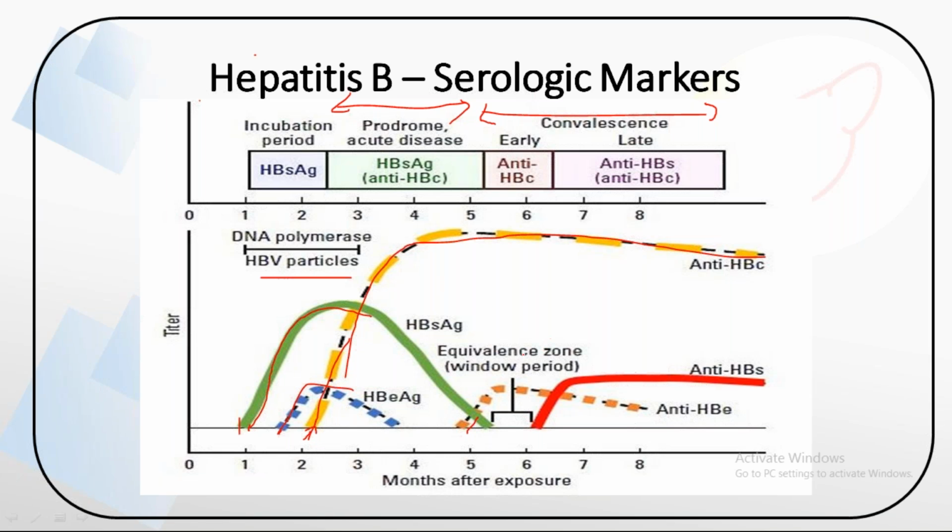In between, there is what is called a window period, a quiescent period. There are no antigens and no antibodies also, except that anti-HB core antibodies may be seen.